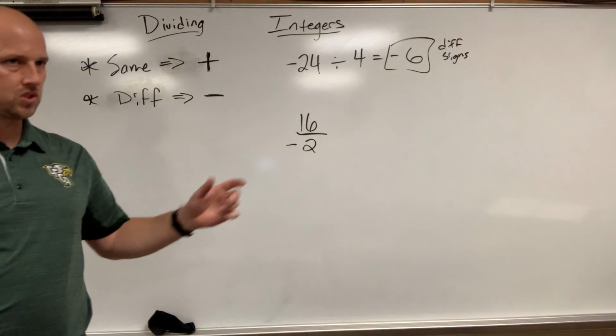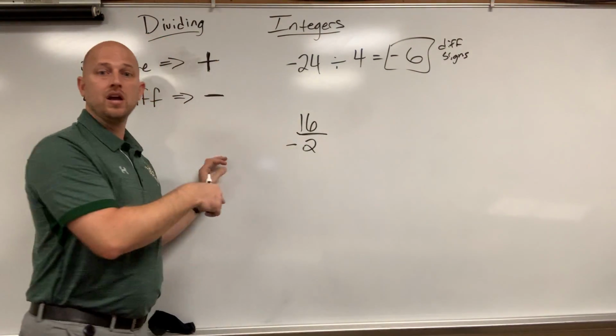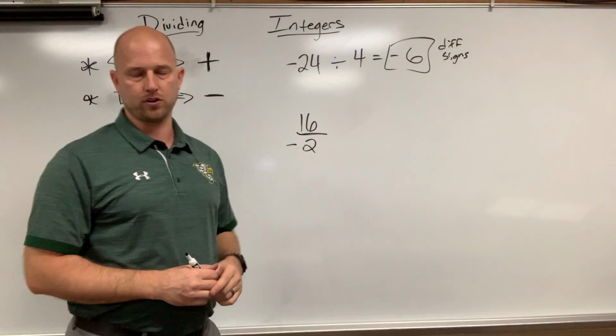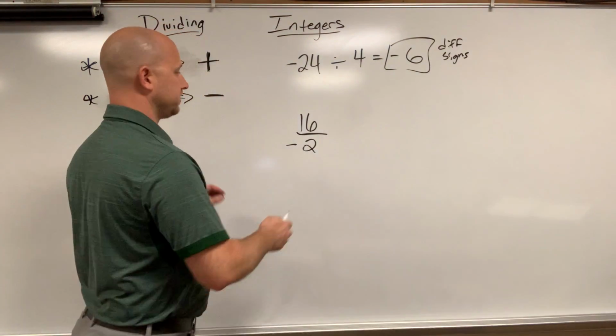Okay? Same here. Again, this is just written in a different way. 16 divided by 2. It's a negative 2, but we're going to ignore the negative for now. We're just going to worry about doing the math first. 2 goes into 16, or half of 16. A couple different ways to say it.